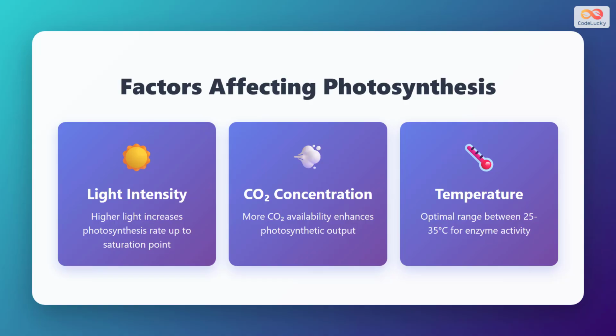Several environmental factors affect the rate of photosynthesis in leaves. Light intensity is crucial because higher light levels increase the photosynthesis rate up to a saturation point, beyond which additional light has no effect. Carbon dioxide concentration also matters, as more carbon dioxide availability enhances photosynthetic output. Temperature plays a key role too, with an optimal range between 25 and 35 degrees Celsius for enzyme activity. Below or above this range, the enzymes involved in photosynthesis work less efficiently, reducing the overall rate of the process.